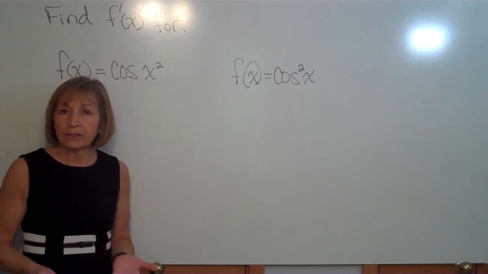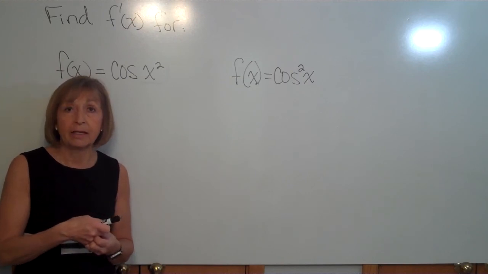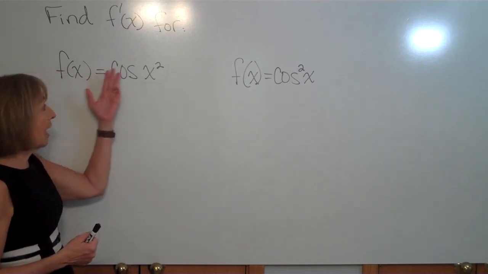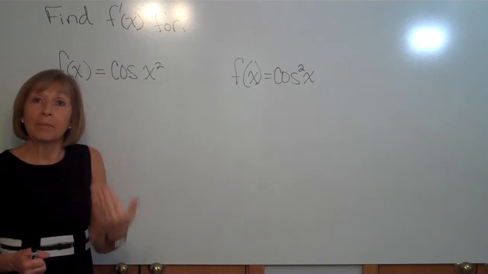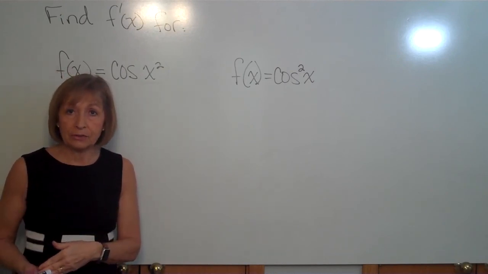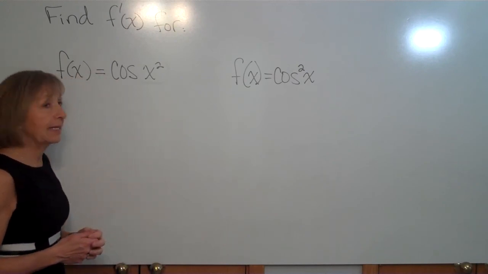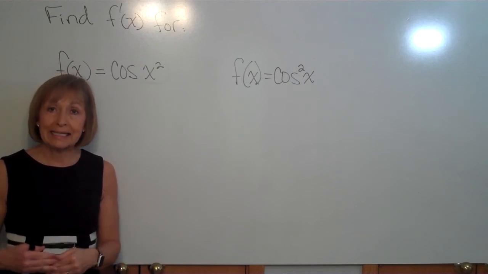Now, is this a product or is this a composite function? Is this an action on my value of x squared? Well, it's an action on it. The cosine is acting on the argument of x squared. So this is a composite function. It needs to be differentiated using the chain rule. Now, to apply the chain rule to this, I need to identify which one's the outside function and which one's the inside function.